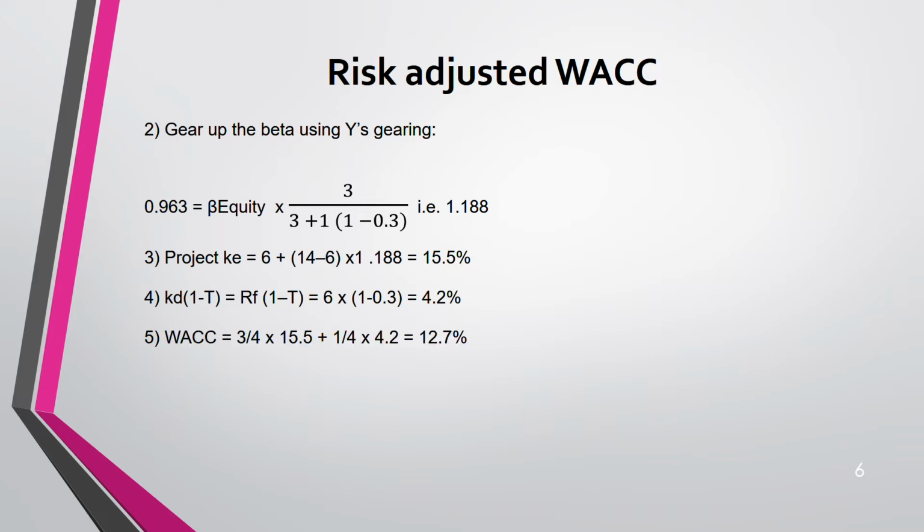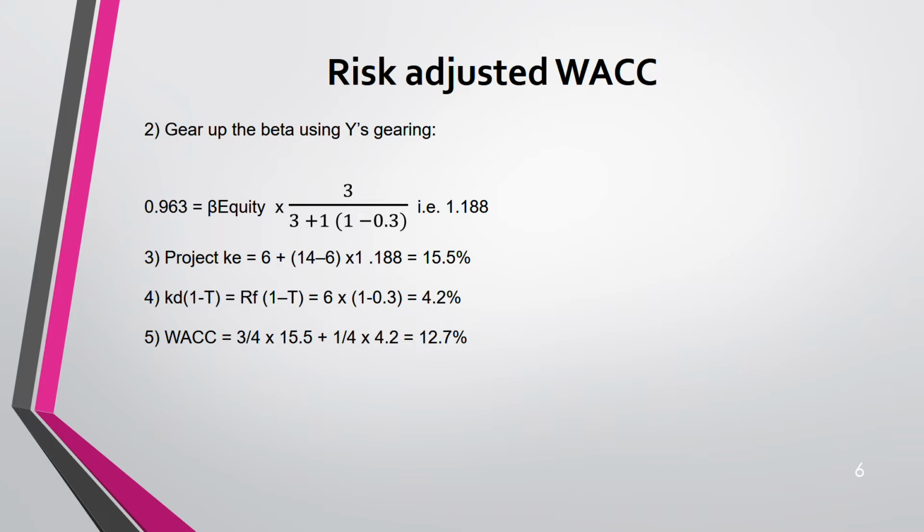Now, WACC. What is your equity? 3. Debt is 1. So 3 plus 1 makes 4. That means 3/4 is your equity, 1/4 is your debt. So 3/4 of cost of equity plus 1/4 of debt, that is 4.2%. You don't have to do 1 minus tax again, because when you took KD in the fourth step, 6 into 1 minus 0.3, you already deducted the tax. Don't do it again in WACC.